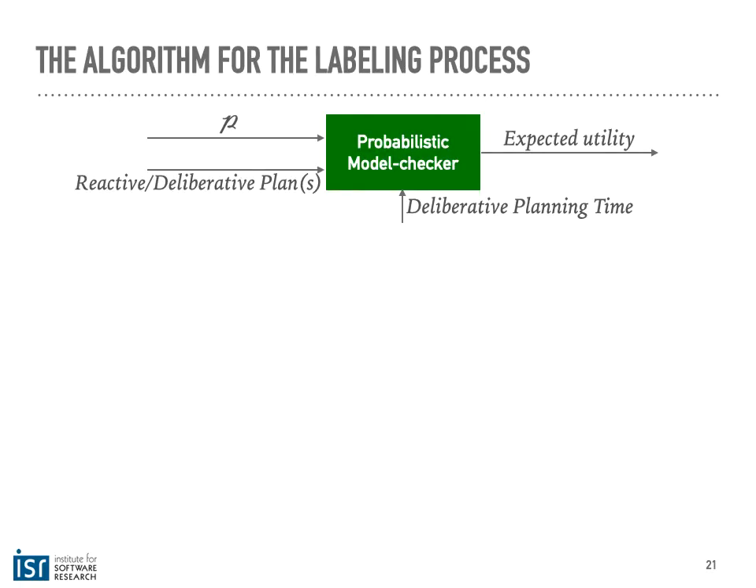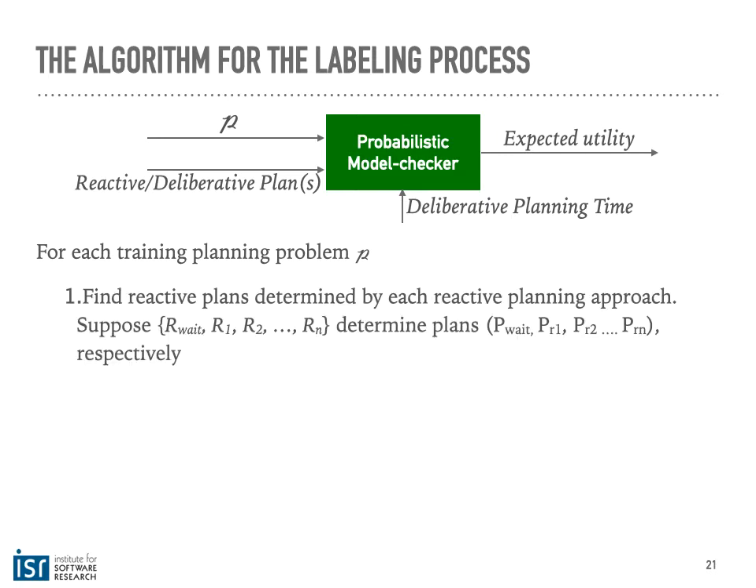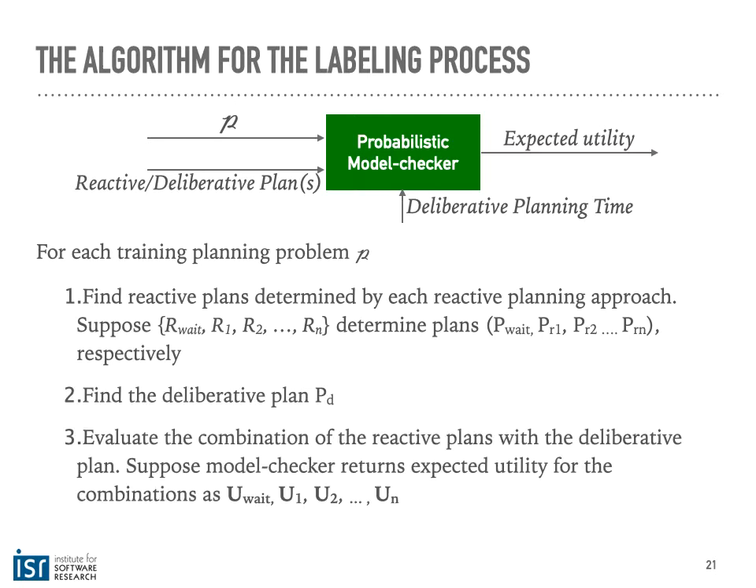Here is the general algorithm for the labeling process. For each training problem, find the reactive plan determined by each reactive planner. Find the deliberative plan for that problem. Evaluate the combination of the reactive plans with the deliberative plan using probabilistic model checking, and pick the reactive planner with the maximum expected utility.